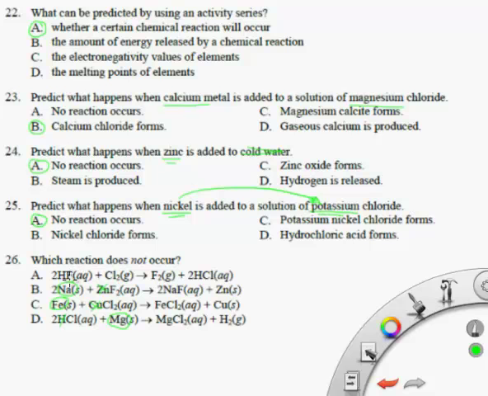Here, we're looking at, is fluorine higher on the activity series than chlorine? Or is chlorine higher than fluorine? When you compare those two, fluorine is higher than chlorine. So no reaction will occur. The answer, which reaction does not occur, is A in this case.